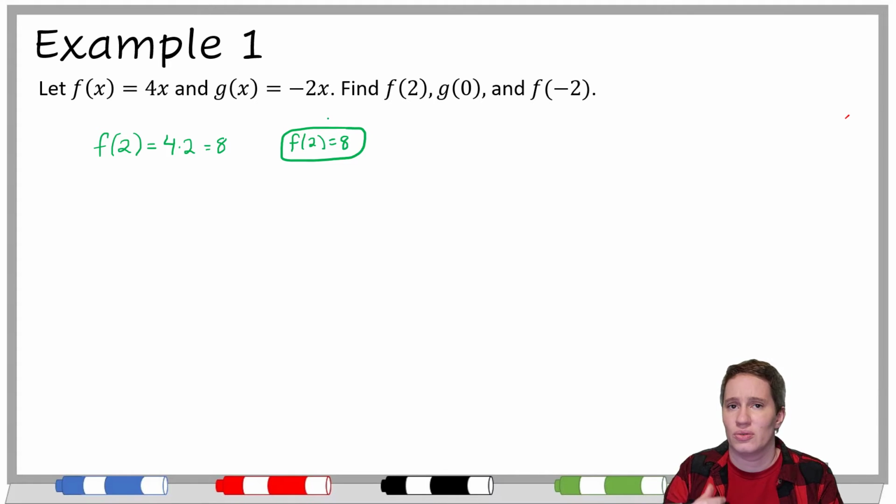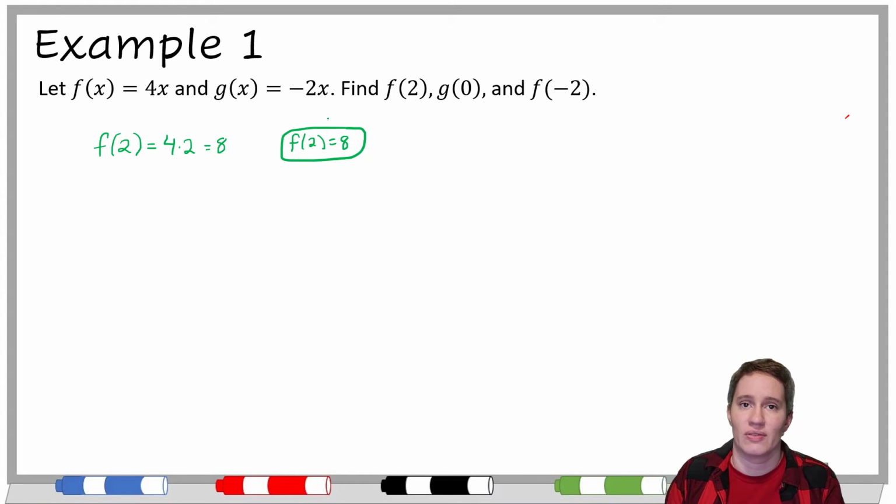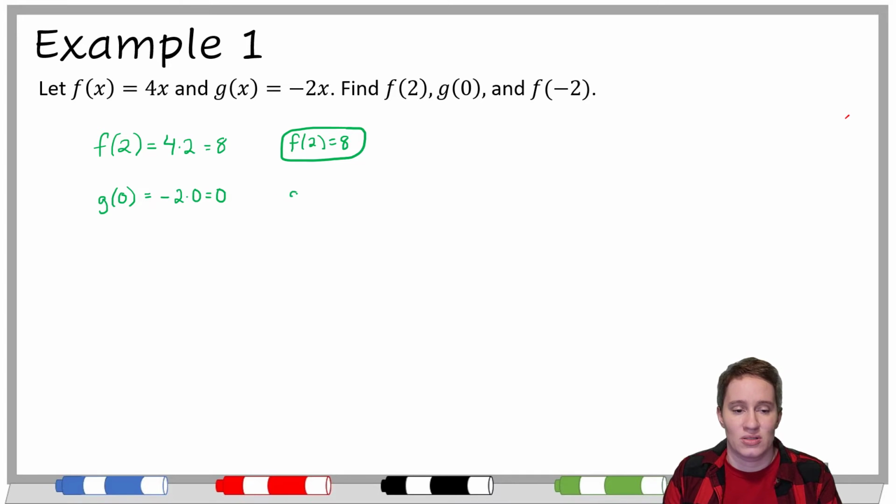And someone else who is a math person who knows what's going on with function notation would look at this and go, oh, I see, you plugged in 2 and you got 8. You're giving them information in a way that they can understand. The second thing says g of 0. Notice there is an f and a g, so we gotta pay attention to which one we're using. G of 0, we want to put 0 right here where this x is next to the negative 2. Negative 2 times 0 is 0. So g of 0 is 0.